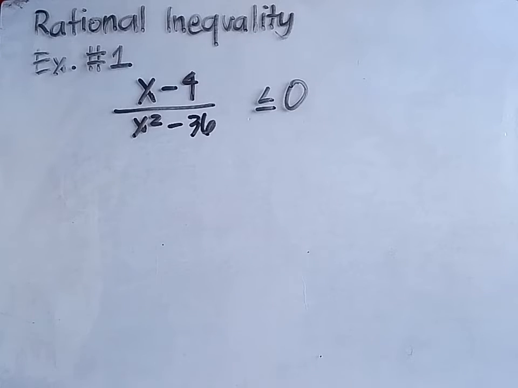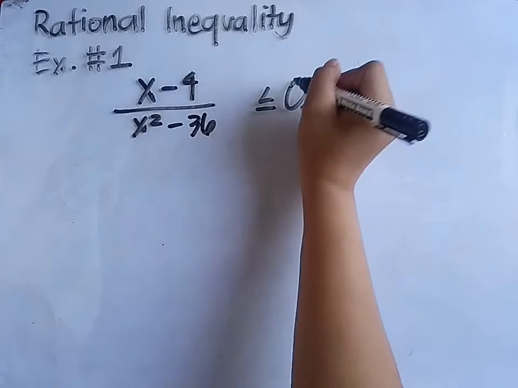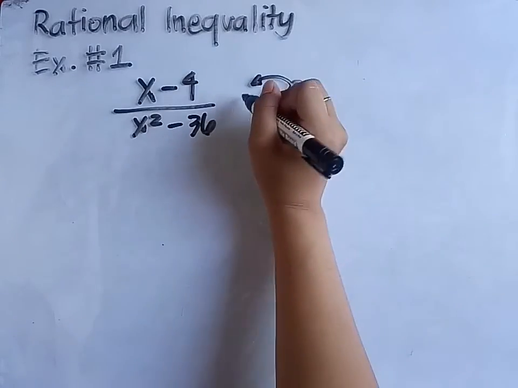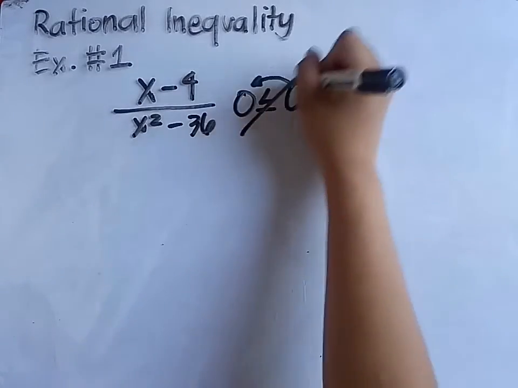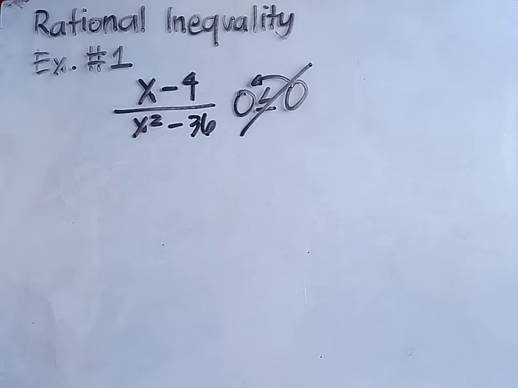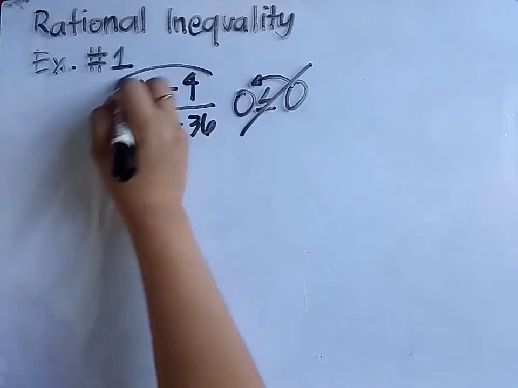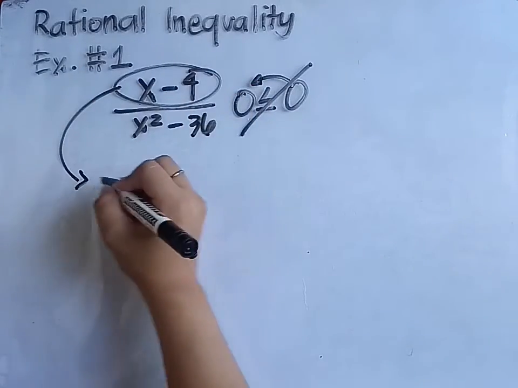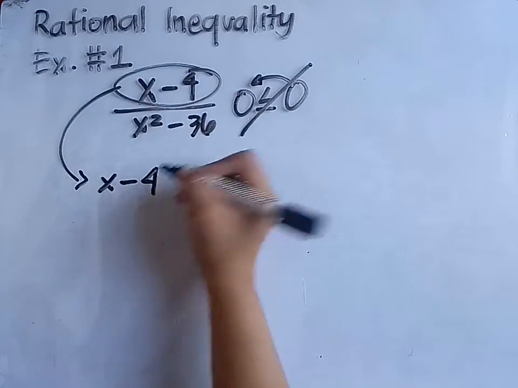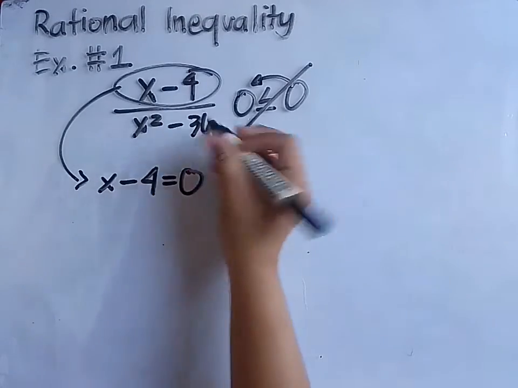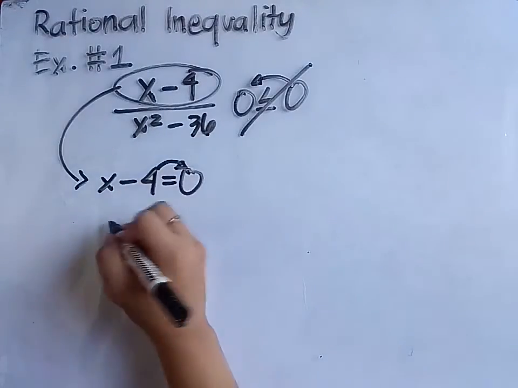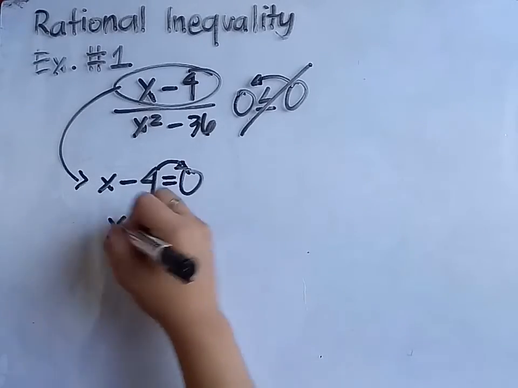Example number 1, solving rational inequality. Here is the first example: x minus 4 over x squared minus 36 is less than or equal to 0. First, we need to transpose 0 to the left. Since it is 0, it has no value, so we can cancel it. Second, we need to solve the numerator, x minus 4. So x minus 4 equals 0. We transpose negative 4 to the right, so x becomes positive 4.